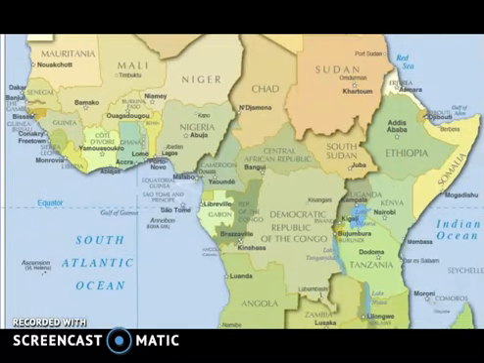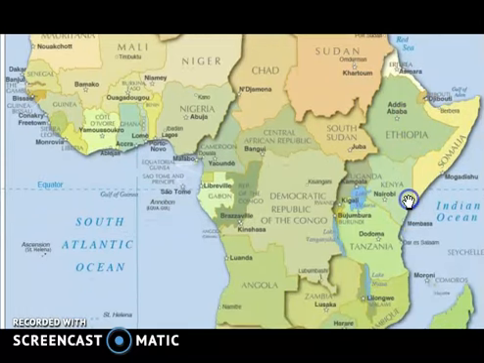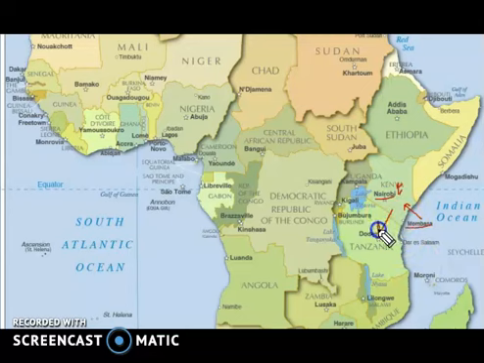Okay, then we will head towards the south, towards Kenya. This is Kenya. Capital is Nairobi. Nairobi is also famous because the headquarters of the United Nations Environment Program is located here. Mombasa is an important port of Kenya. Mount Kenya is also located in Kenya. Now we will head to another country, that is Tanzania. The capital of Tanzania is Dodoma. The former capital was Dar es Salaam.